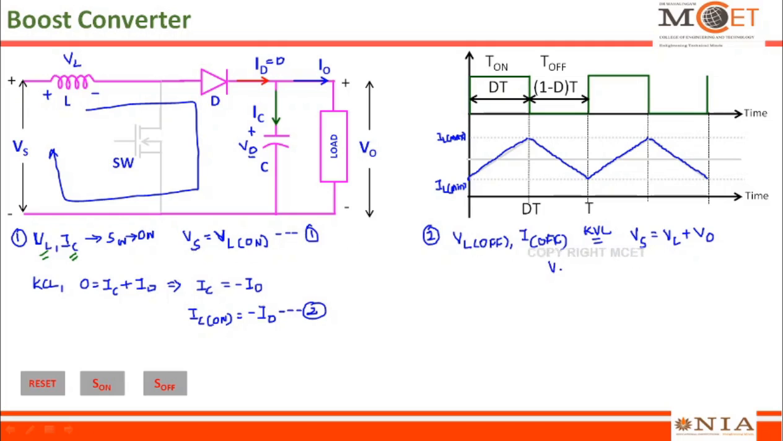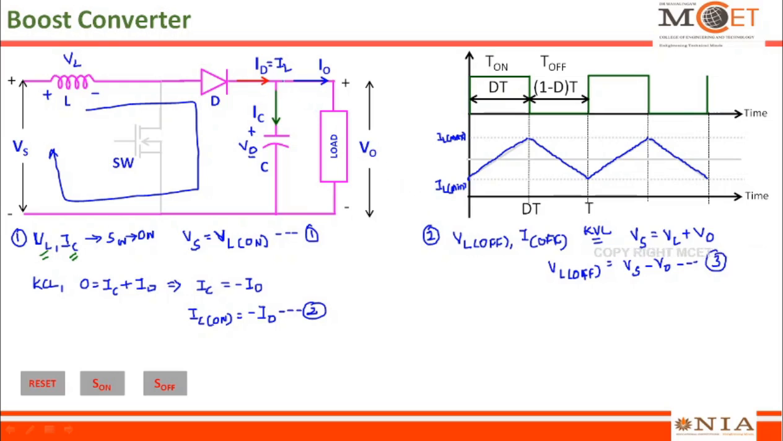So from this, let me write the expression for the inductor voltage when the switch S is in off condition. This becomes Vs minus V0. This is expression number 3 which we are interested in. At the same point of time, the diode current is not equal to 0. The diode current is equal to the inductor current, because the current through the inductor is what flows to the diode. So here the diode current is equal to the inductor current IL.